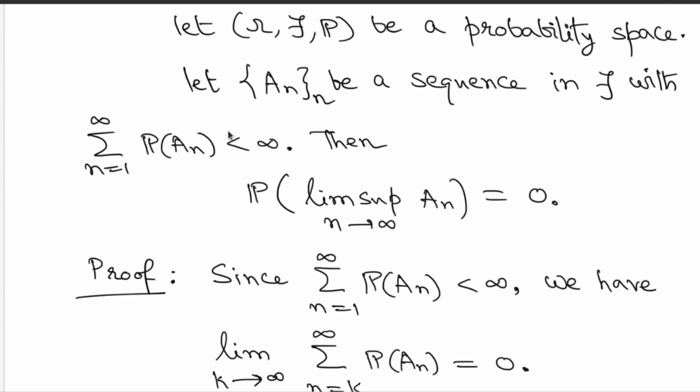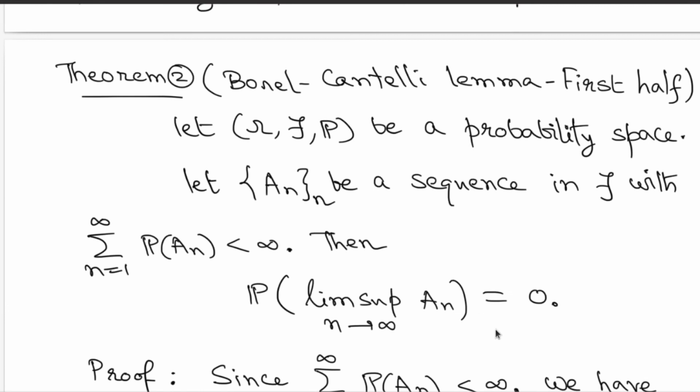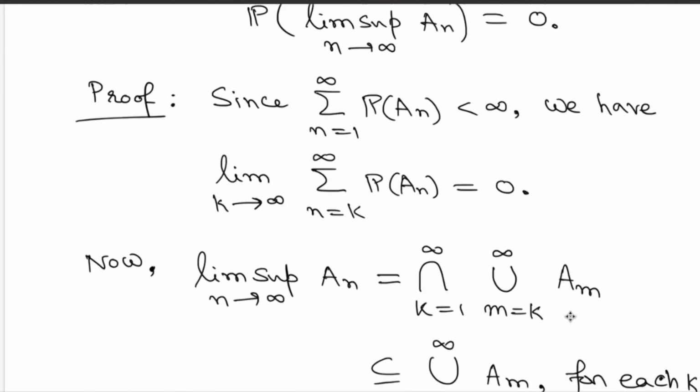Then you claim that the limit superior of the sets A_n, which is a genuine set in your sigma field, as we discussed in week 1, has probability 0. That is what the first half of the Borel-Cantelli lemma tells you: with sequences where the probabilities are summable, the probability of the limit superior of the sets is 0. Okay. So how do you show this?